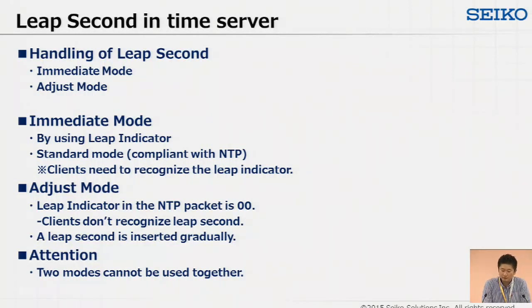There are 2 solutions to operate leap second on an NTP server. One is to insert leap indicator 01. This solution is a standard method that conforms to the NTP RFC, but clients need to recognize the leap indicator exactly. Another solution is to adjust 1 second gradually. This is SEIKO's original adjust mode. The adjust mode allows adjusting 1 second gradually while keeping the leap indicator at 00 in the NTP packet. This solution enables insertion of 1 second without awareness of the leap second by the NTP client. NTP clients can synchronize with NTP servers through this mode, so you can avoid problems about Linux.